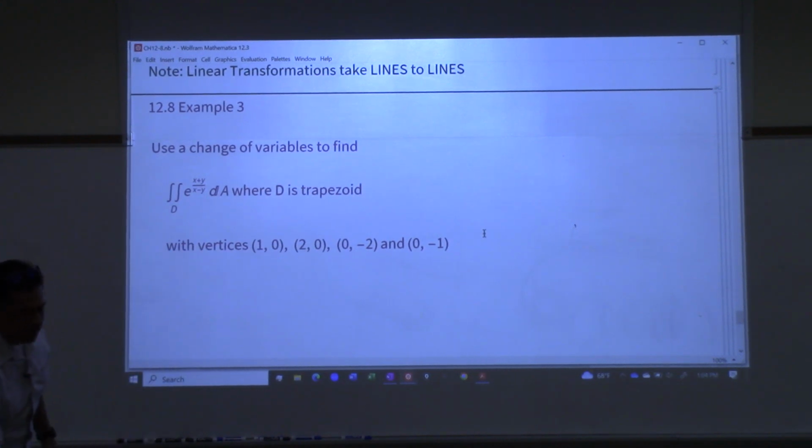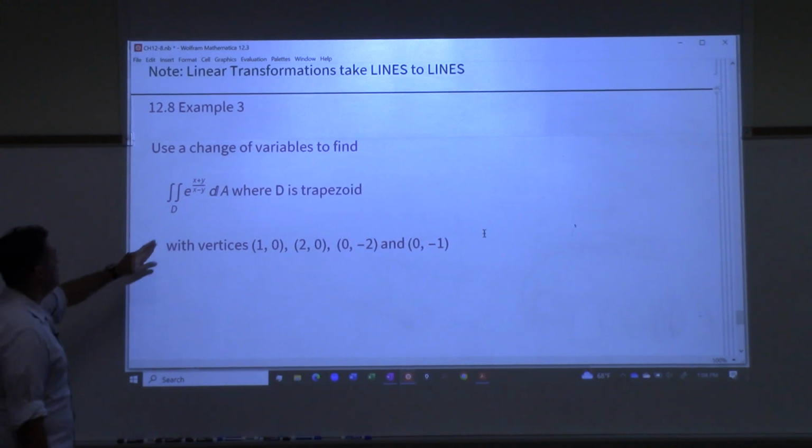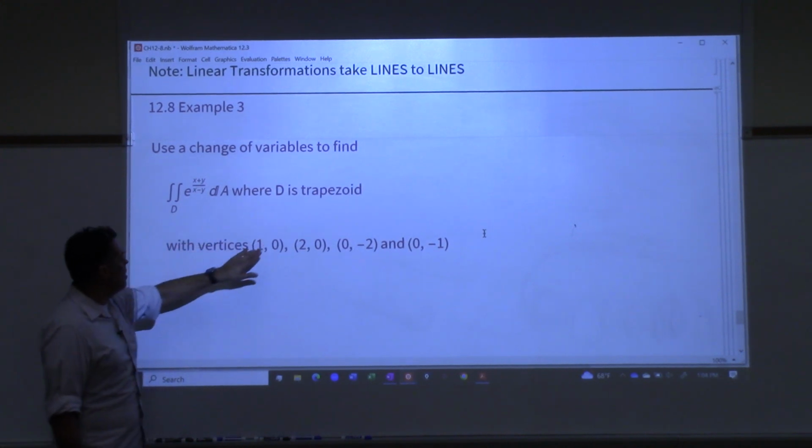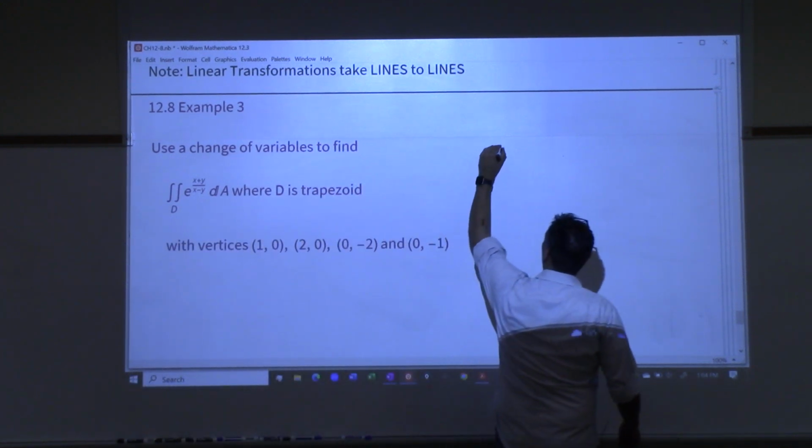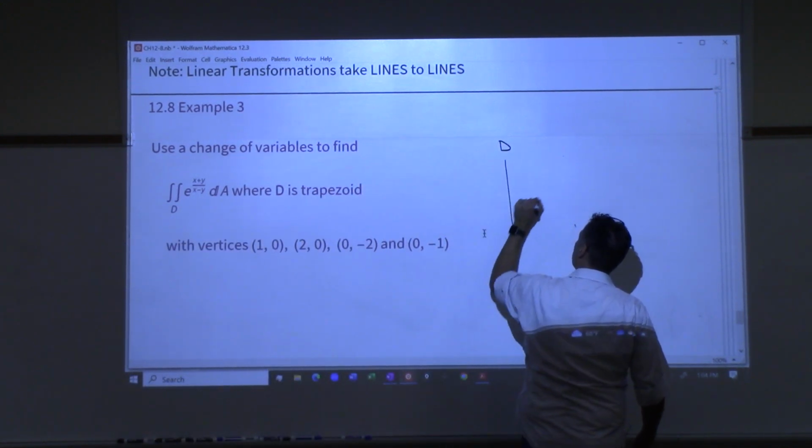So let's just do this. We're doing the double integral over the region D, where D is this trapezoid with these vertices. So I'm going to first sketch the region D for us. The region D is going to be in the XY plane.